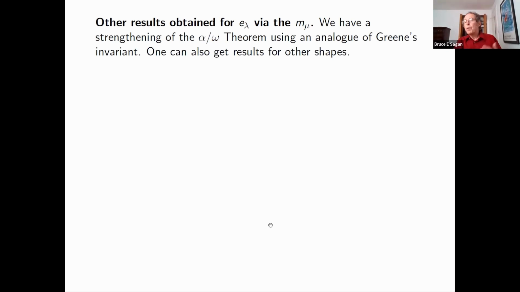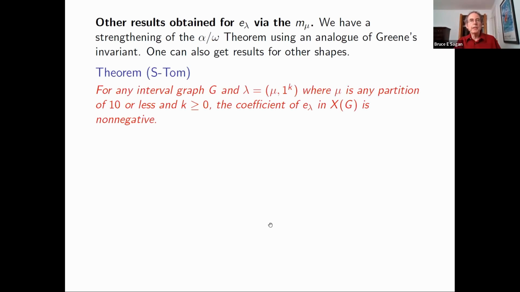And you can get a bunch of results for other shapes. Let me just show you a canonical one of the ones that we can get. Again, we look at an interval graph and look at the e_lambdas where lambda is of the following form. Lambda starts with a partition mu, which can be a partition of any number up through 10. Pick your favorite partition of a number which is at most 10, and then after that, add as many ones as you like. So just extend the first column as long as you want. Those coefficients are also always non-negative.